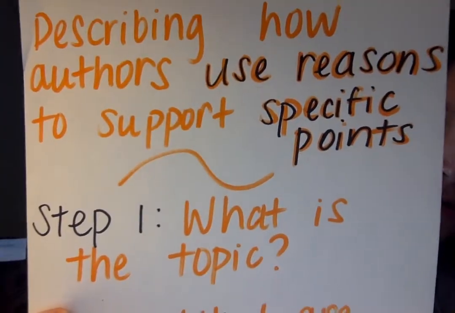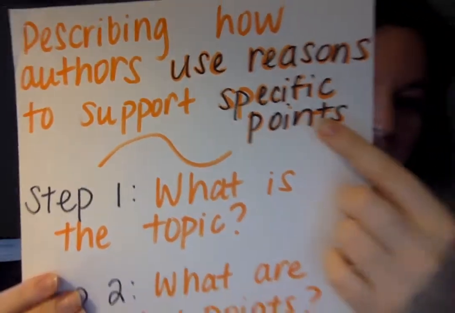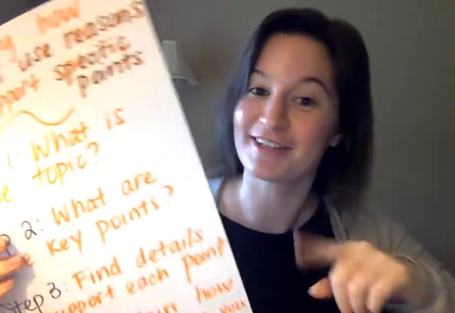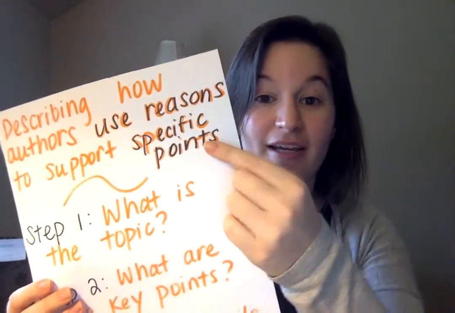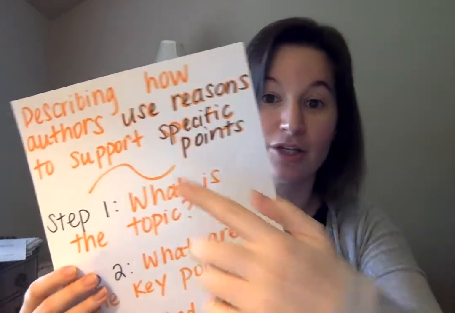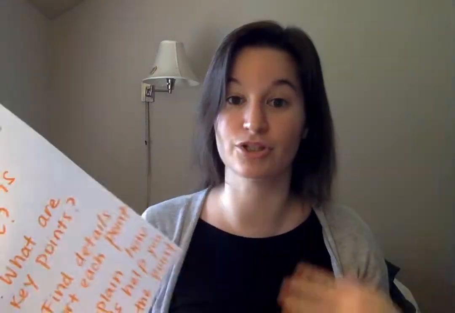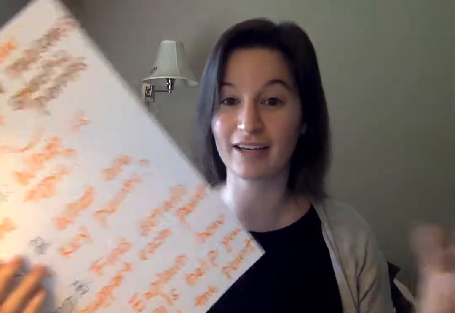And our skill of the day, I'm really excited for, is describing how authors use reasons to support specific points. So remember, friends, especially in nonfiction text, the author will try to support key points or important points in a text. And the way that an author will do that is through reasons and using these reasons throughout the text. So today it'll be our job to use our steps to pinpoint these reasons and see how they connect to our key points that the author is making overall.